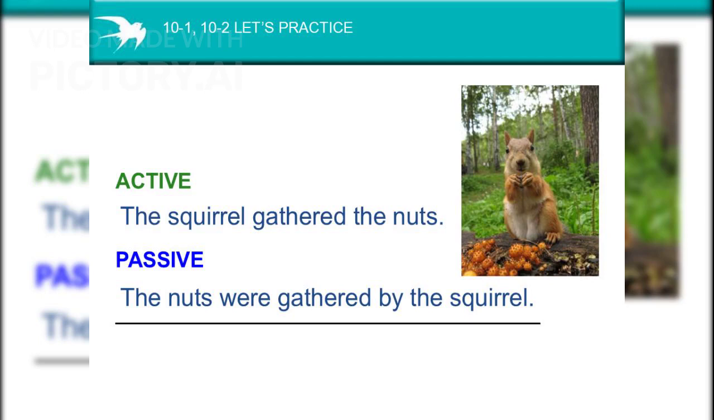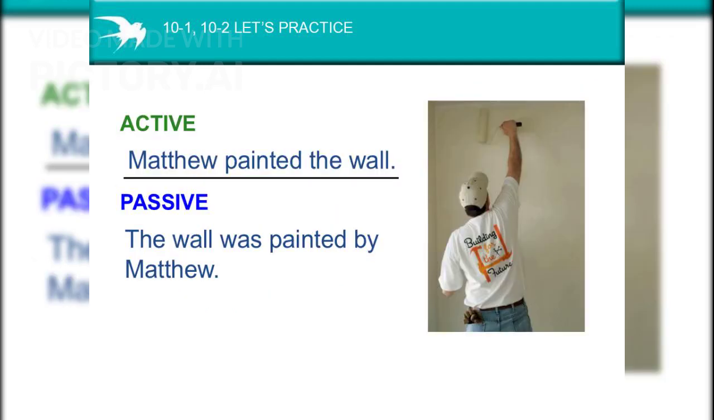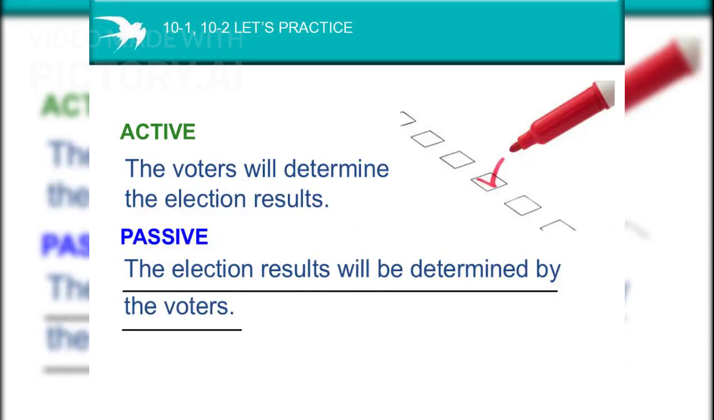Let's practice converting active to passive. The squirrel gathered the nuts becomes, the nuts were gathered by the squirrel. Another practice. Matthew painted the wall, changes to, the wall was painted by Matthew. In future tense, the voters will determine the election results becomes, the election results will be determined by the voters.